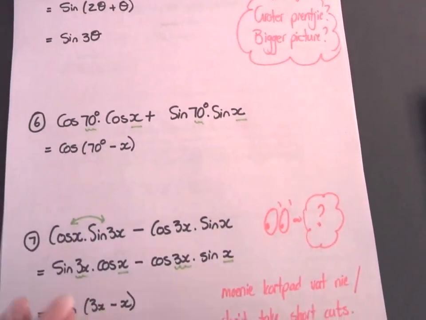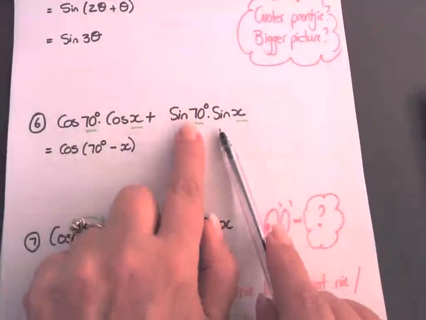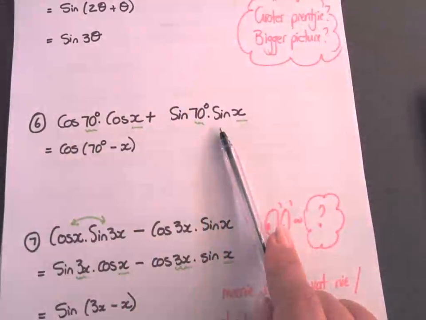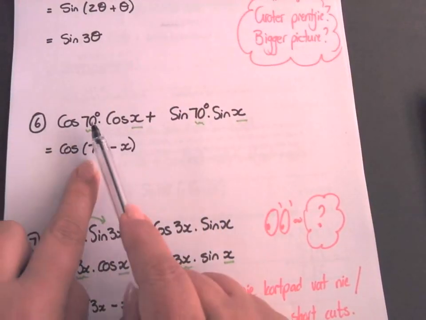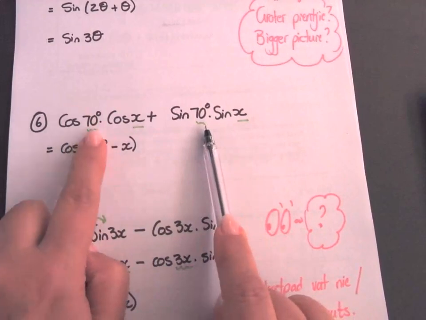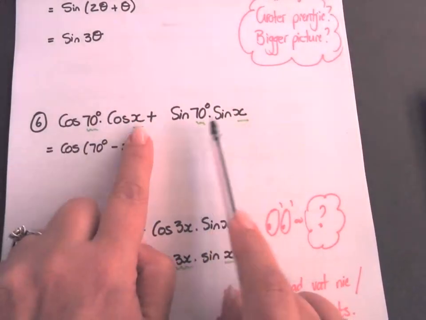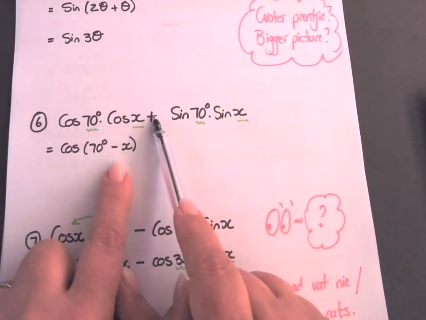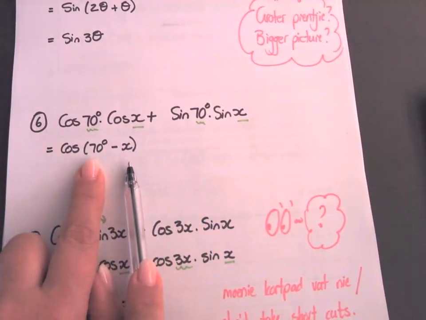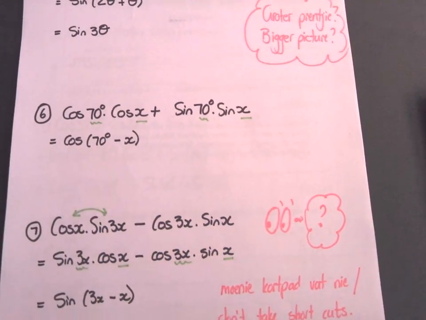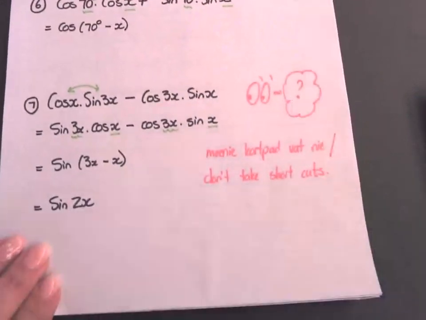Our next one is a cos cos, sine sine. So it sounds like the boys going home. So it's cos. First check, is it 70 and 70? Is it x? And then remember the sign changes, so it's cos of 70 minus x. Any questions? Good. No. Question number 7.